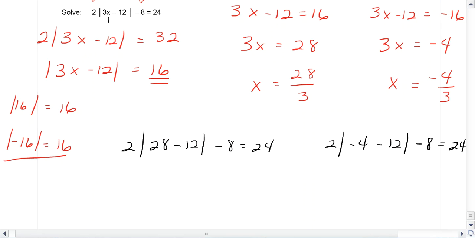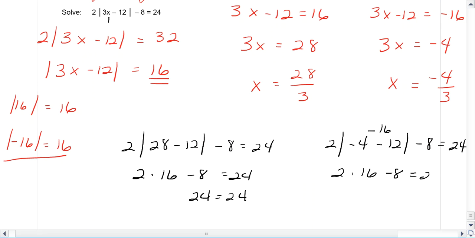I get 16 inside this absolute value. So I have 2 times 16 minus 8, and 32 minus 8 is indeed 24, so this one checks out. And like I said, if you want to do this mentally, I'm okay with that. Over here, let's finish checking this. So I have 2 times inside this absolute value, I get -16, but the absolute value of that is 16. So I still get 2 times 16 minus 8. And yes, that is indeed 24. So both of my answers check out.